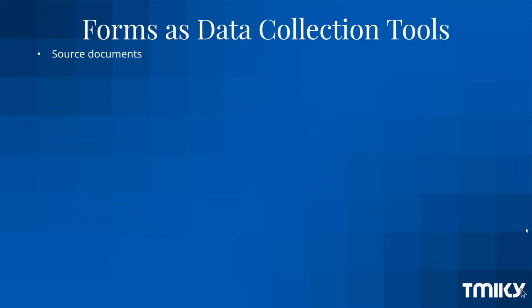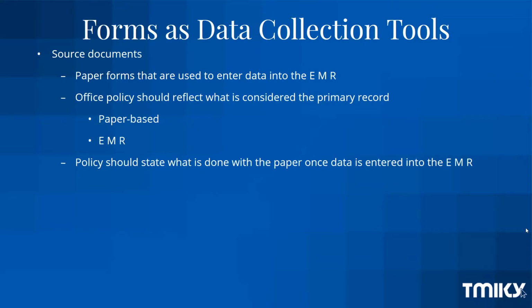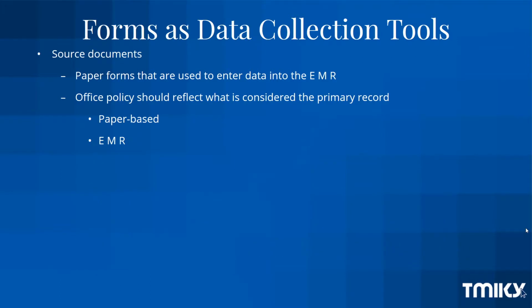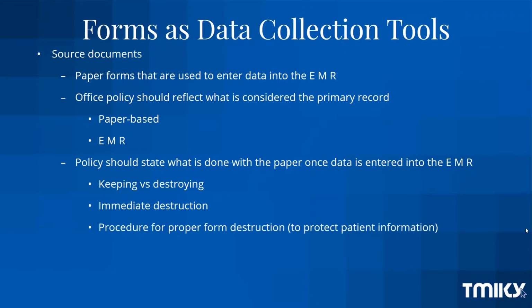Paper forms are often the source documents used to enter into the electronic medical record. If this is the case in an office, the office policy must reflect what is considered the primary record and what will be done with the paper once the data is entered into the EMR. The options include keeping versus destroying, immediate destruction, and a procedure for proper form destruction, and this is to protect patient information.